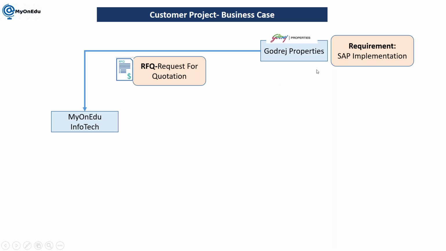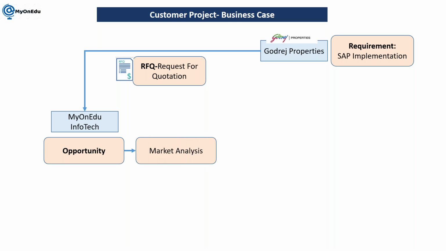So when they internally discuss whether they should go for any ERP implementation or not, okay, let's say they have decided to implement SAP, and considering this requirement, they will send this RFQ, request for quotation, to us, Mybandhu Infotech, and we as an organization will analyze it as an opportunity. So this is an opportunity for us, and we will do the market analysis as per their requirement, whether we can deliver it or not. If we are delivering, how much cost will be incurred, or how much cost estimation has to be prepared.